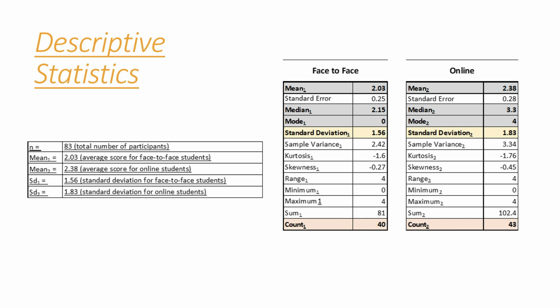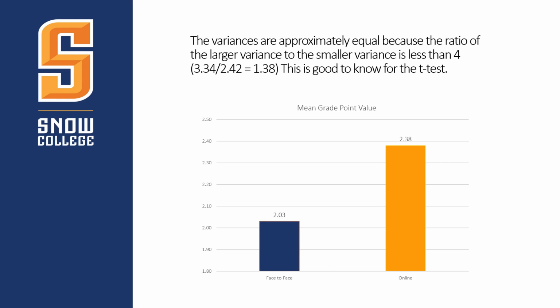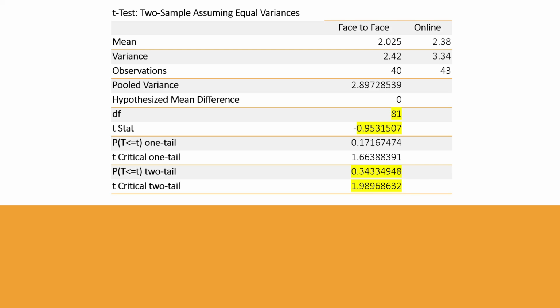Right here we have our descriptive statistics. We can see that our mean for face-to-face is 2.03, our mean for online is 2.38, and our standard deviations, which indicates the spread from the mean. And then we have a graph to support our data, just showing the 2 means. And then right here we have our t-test that we ran.